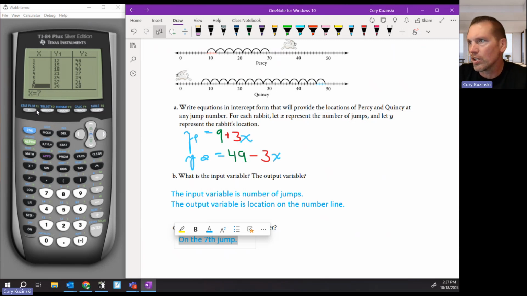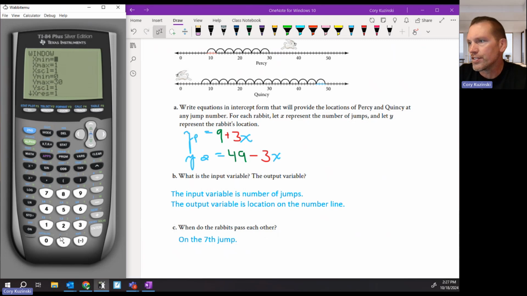We could graph it too. Let's go window 0 to 10 jumps and position from 0 to say 50. So there's Percy and his locations on each jump, and Quincy and his locations on each jump. If we trace it, scrolling to the right, we see at about seven jumps this line goes over top of the other line. So 7, enter. As opposed to 6, where it's below it.